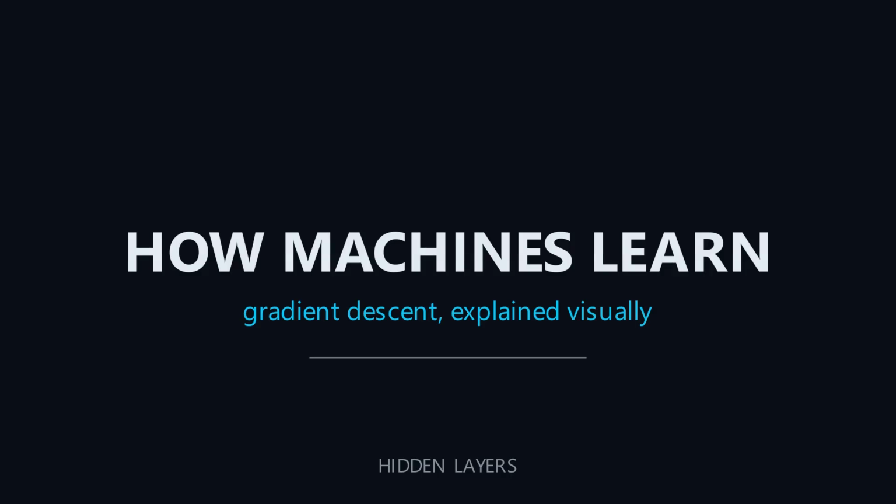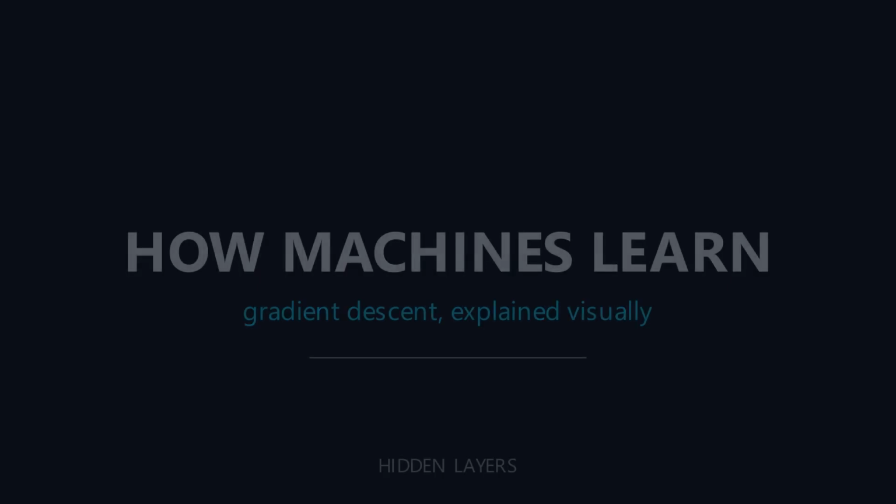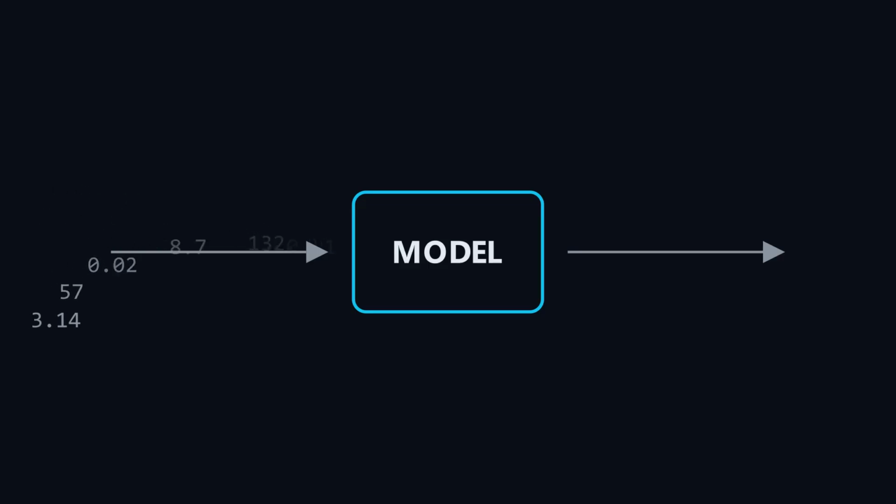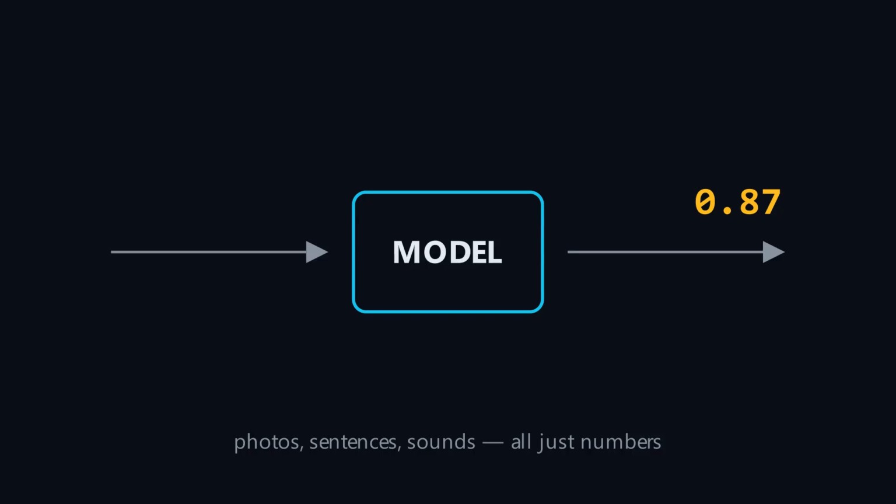And in the next few minutes, you'll understand it for real. Not the buzzwords, the actual mechanism. First, let's strip away the mystery. An AI model, any model, is just a function. Numbers go in, numbers come out. A photo is numbers. A sentence is numbers. The prediction that comes out the other side, also numbers.